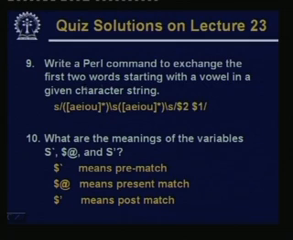Write a Perl command to exchange the first two words starting with a vowel in a given character string. This is a vowel, after that anything, a space, that means word boundary, another vowel, a space, you interchange them like this. What is the meaning of these three variables? The first one means pre match, present match and post match.